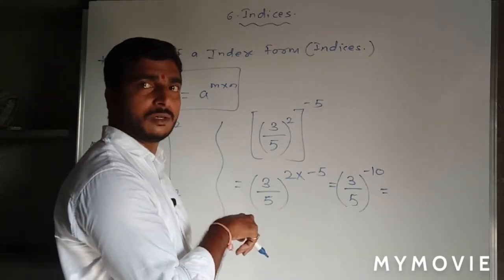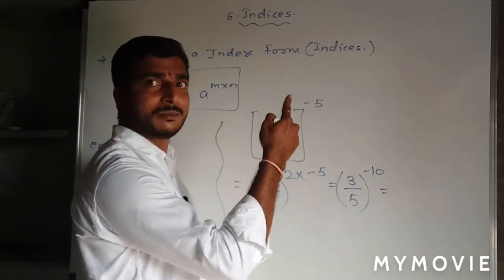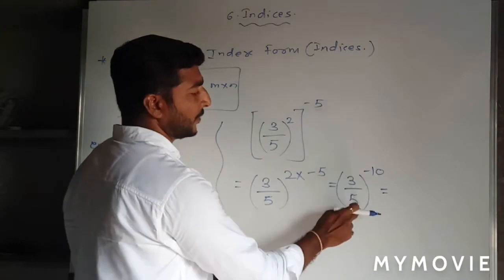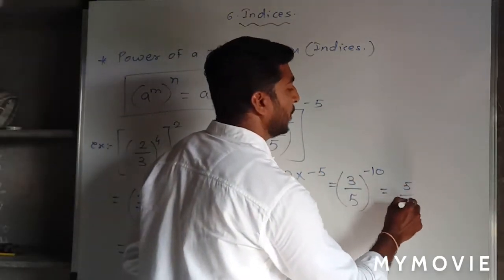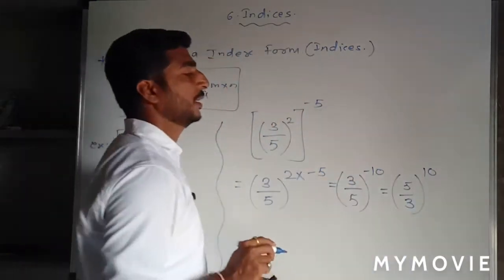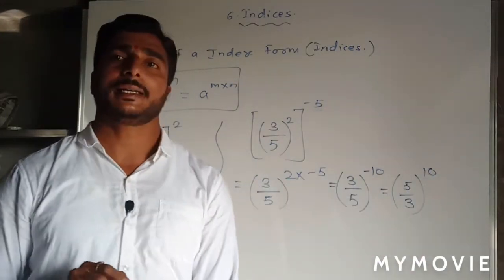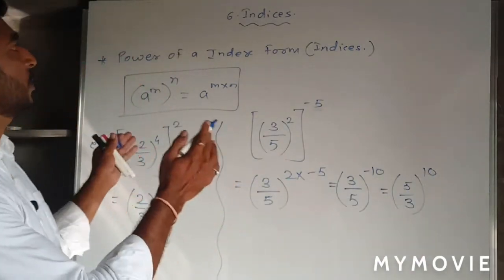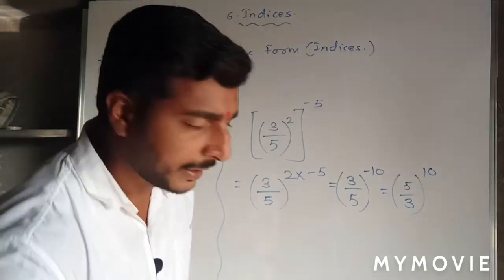For that also you have learned the law, (a upon b) bracket raised to minus m. What you do is take the reciprocal of this fraction. So the reciprocal of the fraction is 5 upon 3, and the bracket raised to a positive integer. So that is a positive index. So in this way you can solve some examples related to the laws of indices.